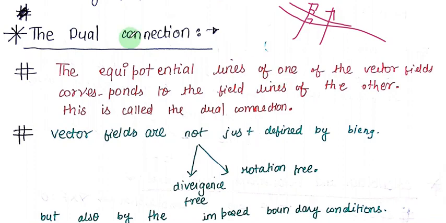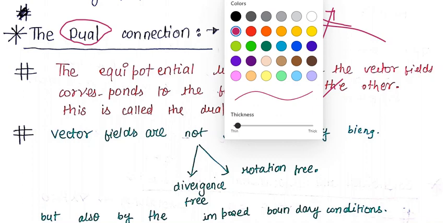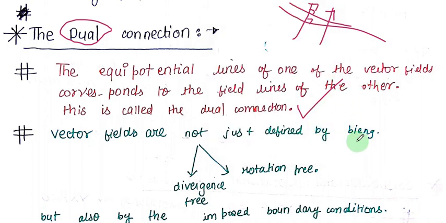Here we can say the dual connection. What is the dual connection? This is the important part and the best part of this lecture, or the main crux of this lecture. What is the dual connection? The equipotential lines of one of the vector fields correspond to the field lines of the other. This is called the dual connection. So if we are given any two fields, we have to just apply this rule to get the field lines of the other. If we know one of the field lines and the equipotential lines, we can plot the others.